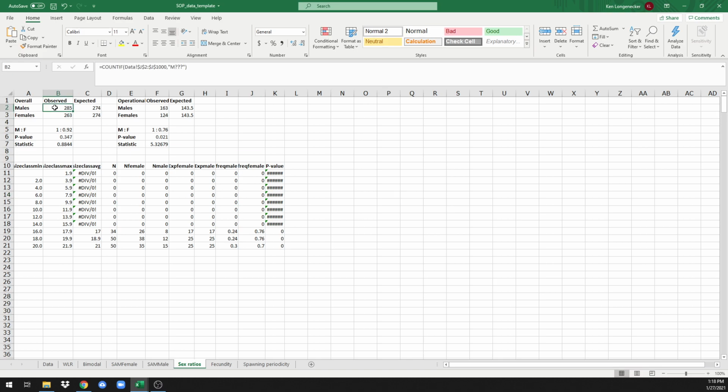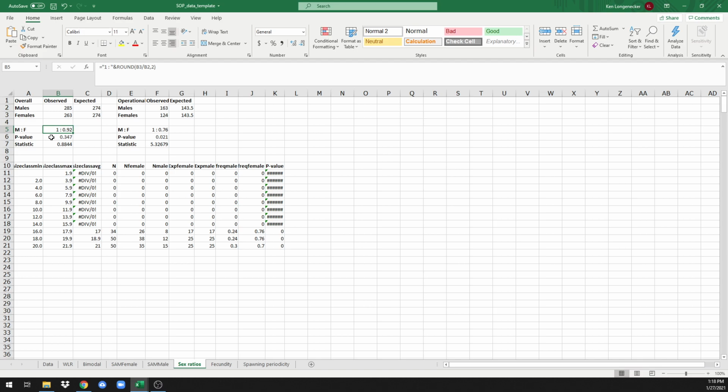So what's happened here is that Excel has counted the number of individuals that were males, and it's counted the number of individuals that are females. And then we're going to perform a chi-square test comparing these values to what would have been expected if there was a one-to-one ratio. And if there were a one-to-one ratio, there would have been 274 individuals of both sexes. Down here, we calculate the actual sex ratio, which shows us there's 0.92 females for every one male. Here we have calculated the p-value for the chi-square statistic, and that p-value is 0.347.